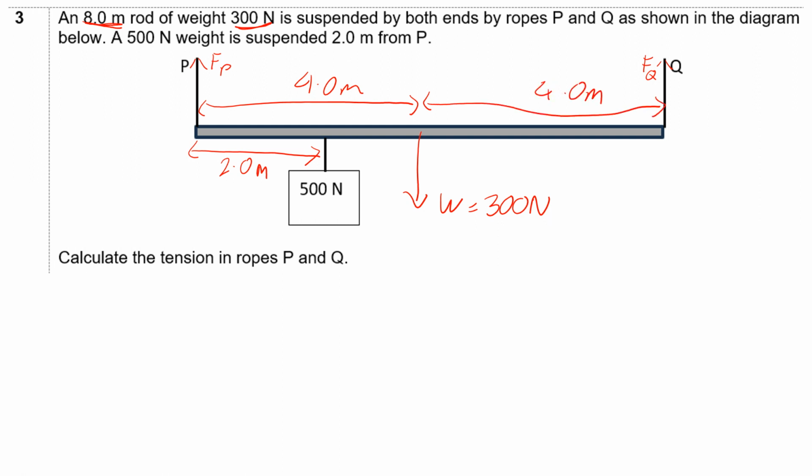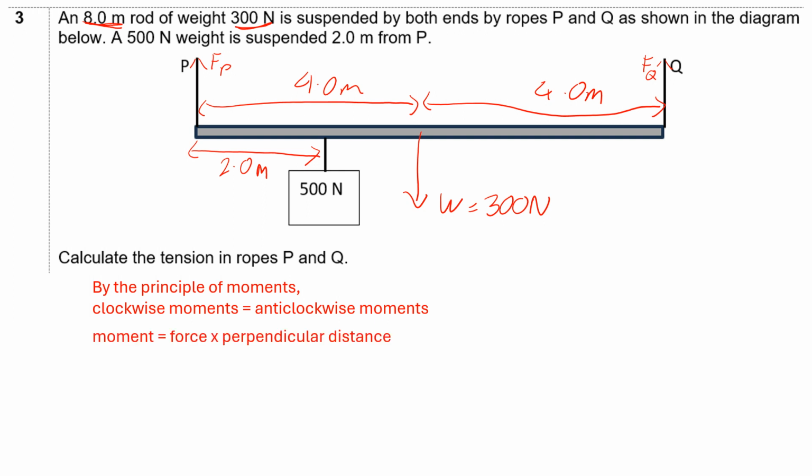Now that we've labeled our diagrams and drawn all our forces, we can start to apply the physics. Again, same thing, the principle of moments: clockwise equals anti-clockwise. We also need the formula for the moment, force times perpendicular distance. Now, the important thing in this question is to realize that we have two potential pivots. There is no natural pivot unlike the previous question. You could either pick Q as the pivot or P as the pivot.